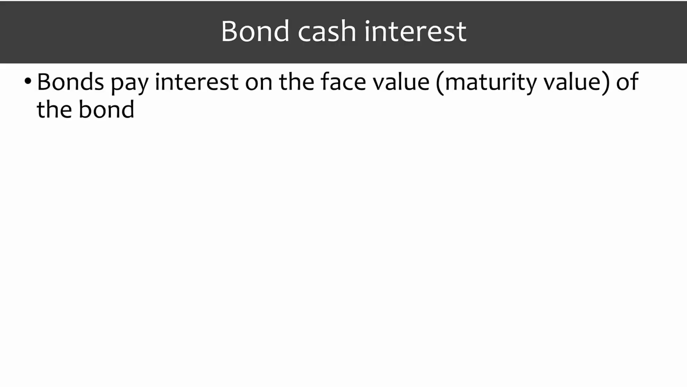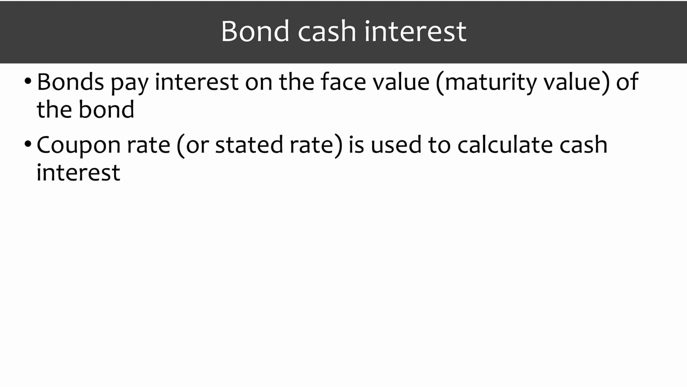While the bond issuer pays back the face value of the bond at maturity, they also pay interest throughout the life of the bond. Interest is paid on the face value or maturity value of the bond. As stated before, the coupon rate on the bond is used to calculate cash interest. If a bond does not have a coupon rate, the stated rate is used.